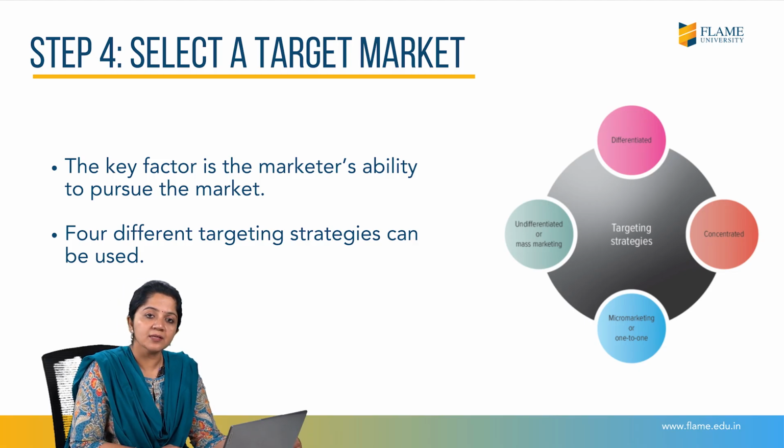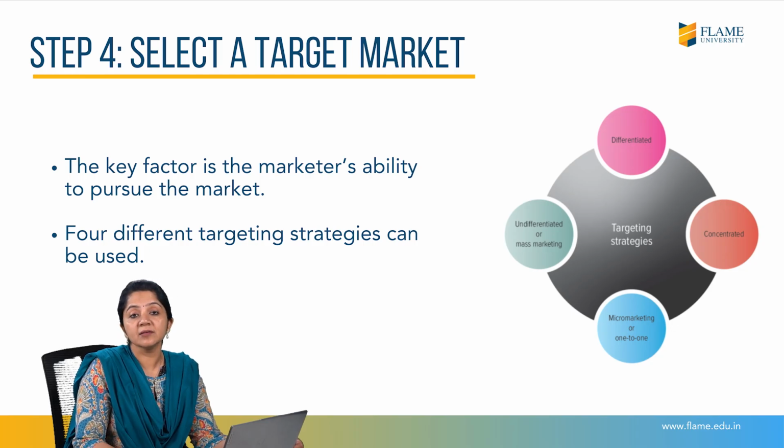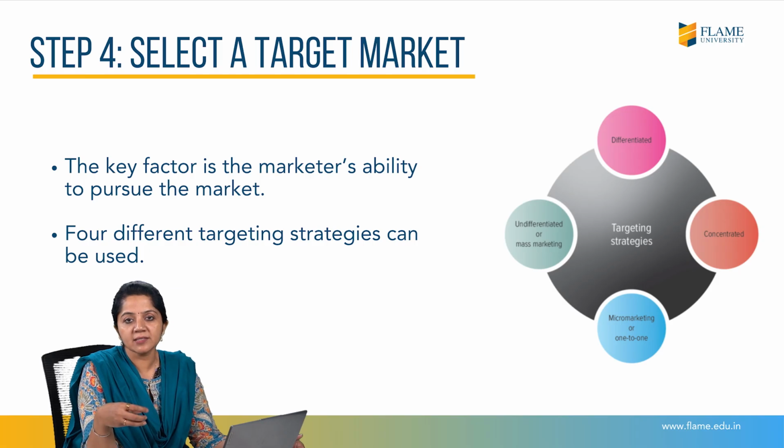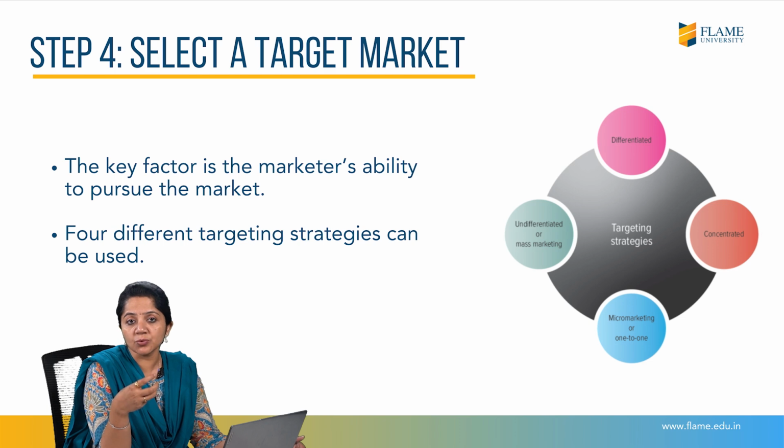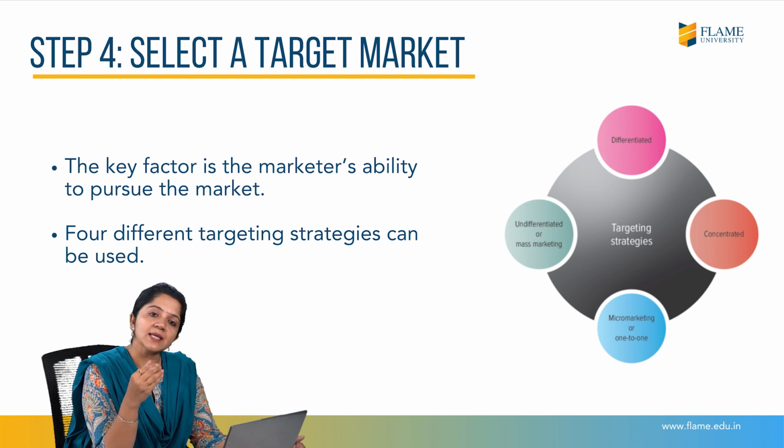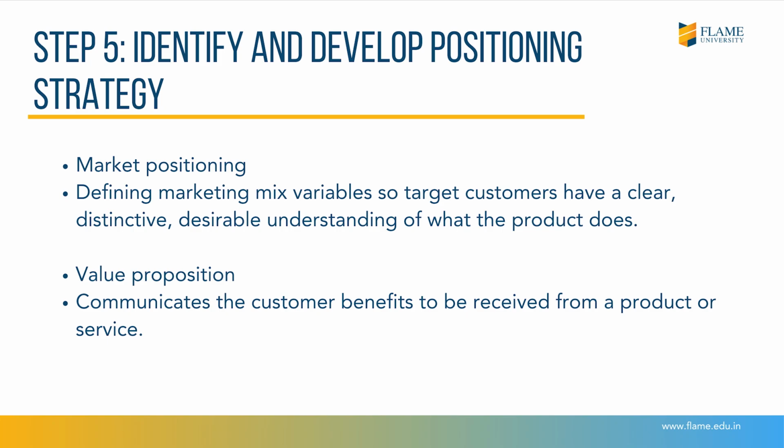Why do you think it is interesting? IKEA uses what we call a global strategy. Global consistency in brand identity, but local customization in the products, making it a segmentation success story across diverse markets. Coming on to step 5 of market segmentation, which is identifying and developing a positioning strategy. Let us look at the P in the STP.